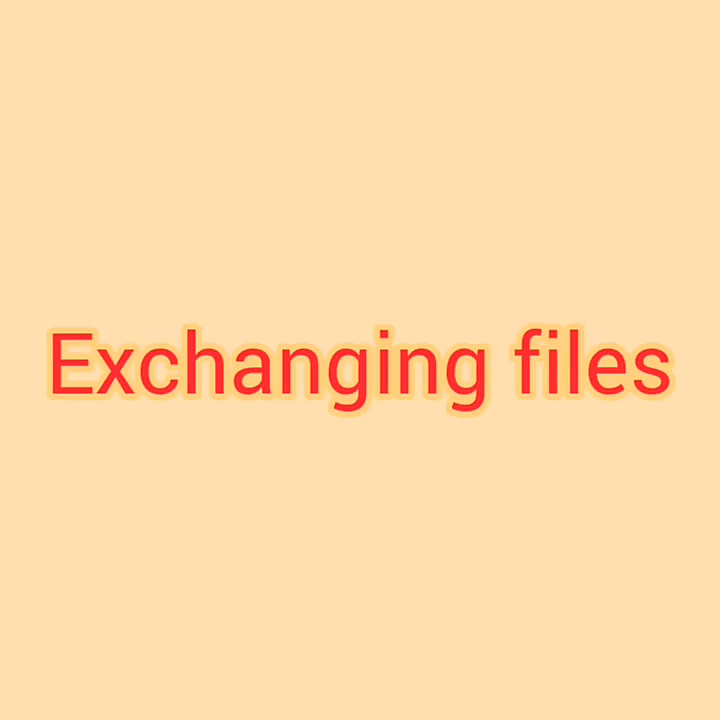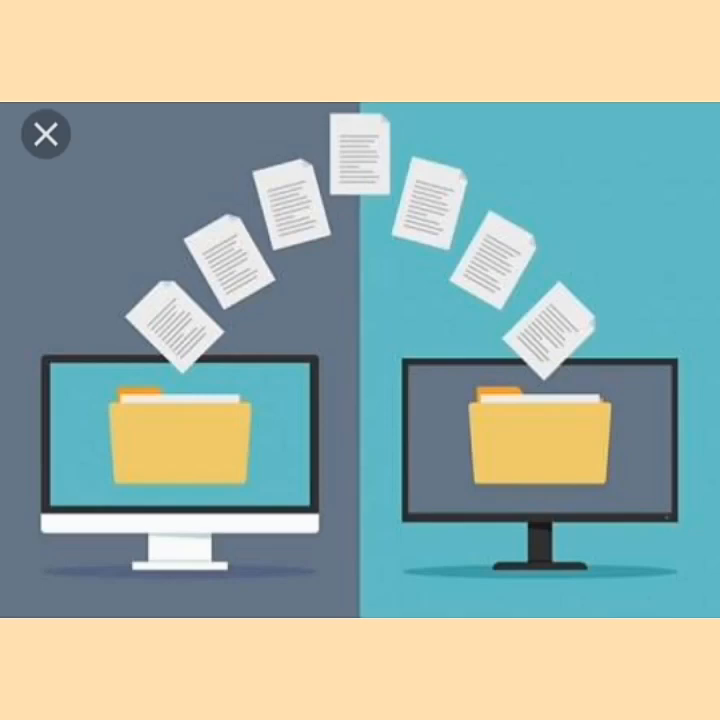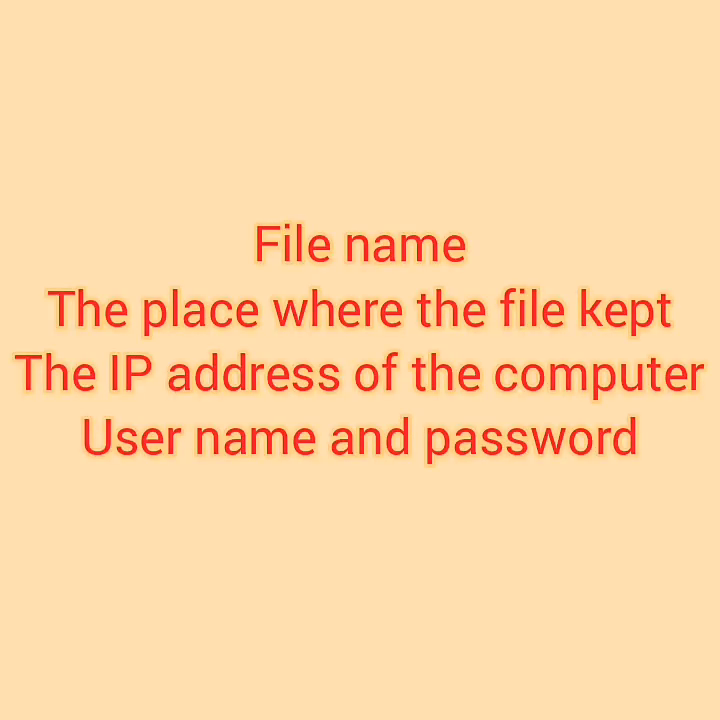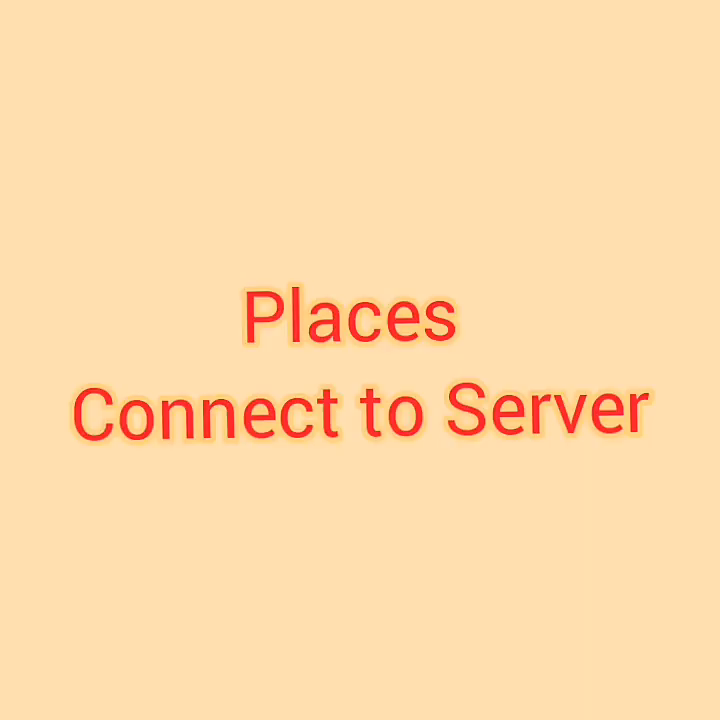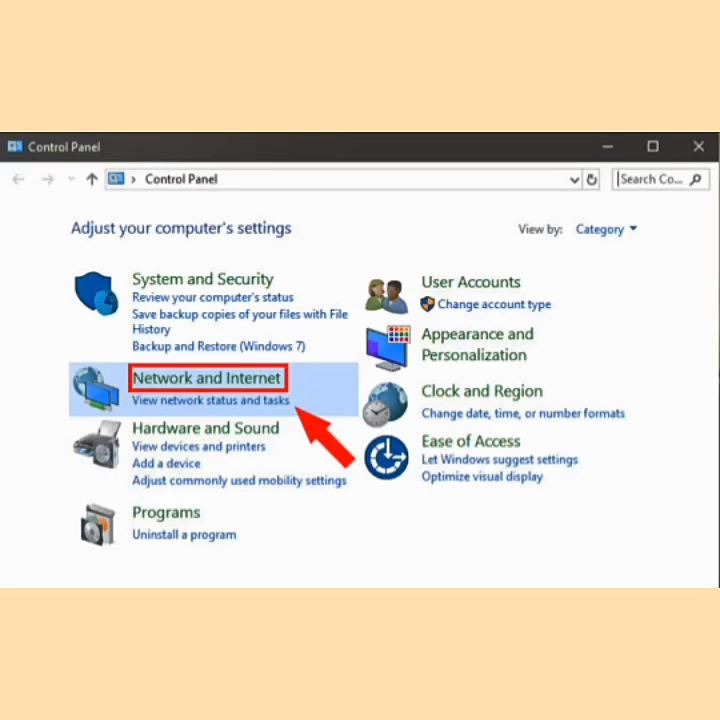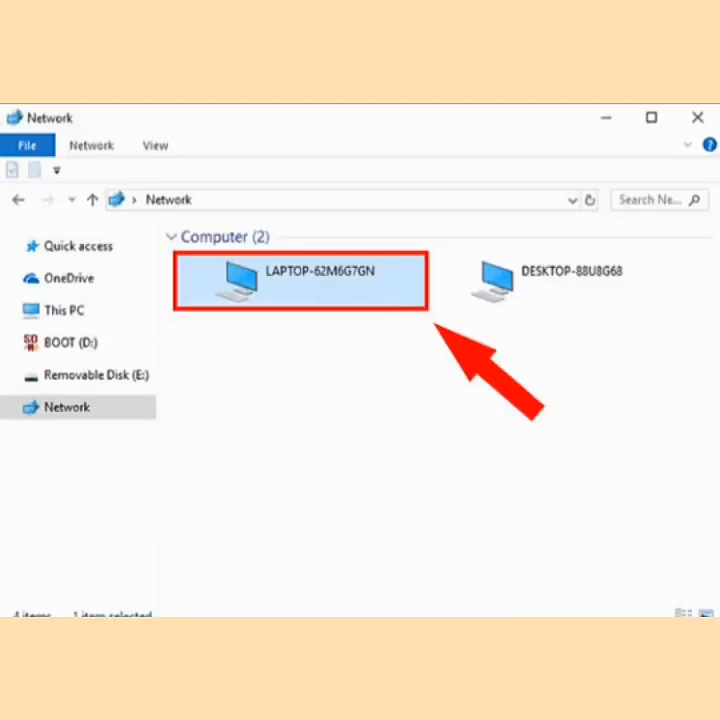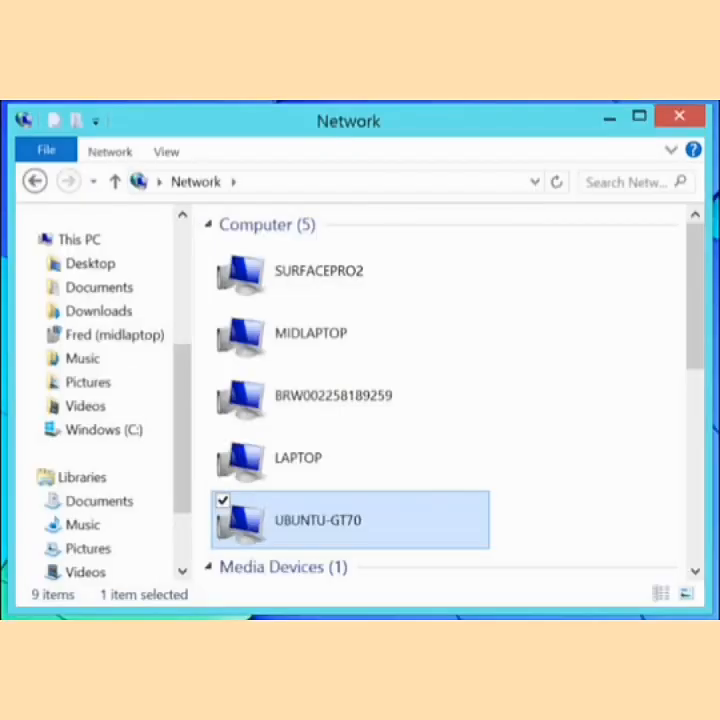Exchanging files. To copy a file to a computer from another computer, what are the details required? File name, the place where the file is kept, the IP address of the computer in which the file is kept, its username and password. After collecting all the informations, click on Places menu, then select Connect to Server option. Enter the IP address of the computer in which the file is kept. Click the Connect button. Enter the username and password of the computer to which connection has to be made.